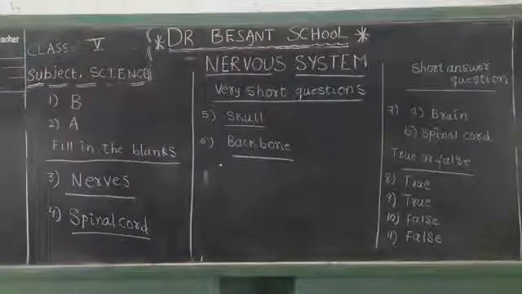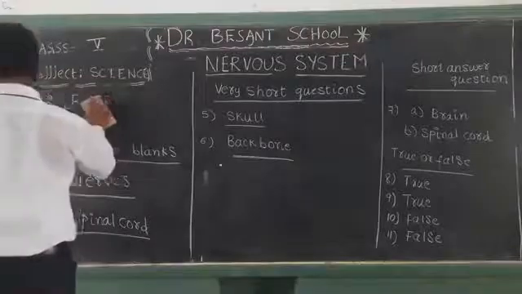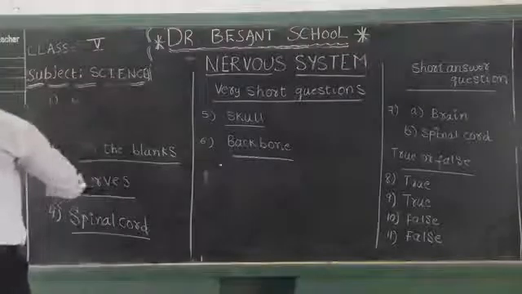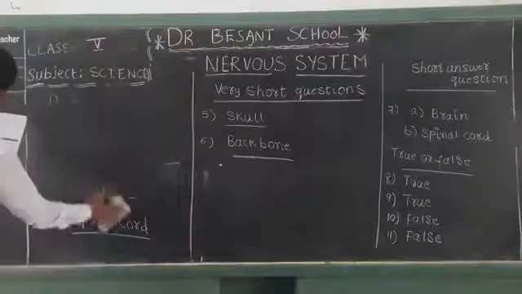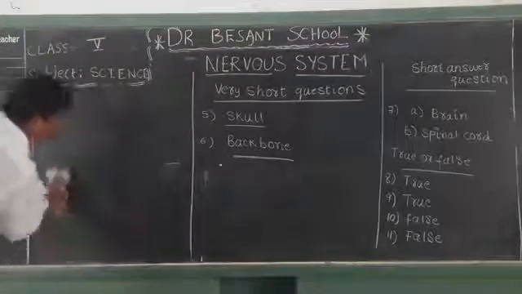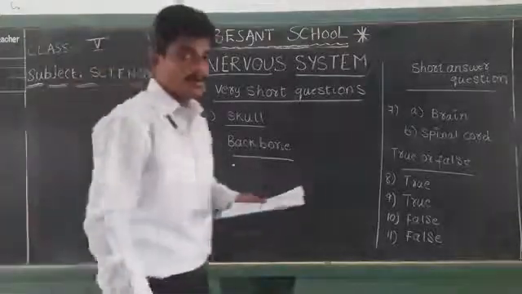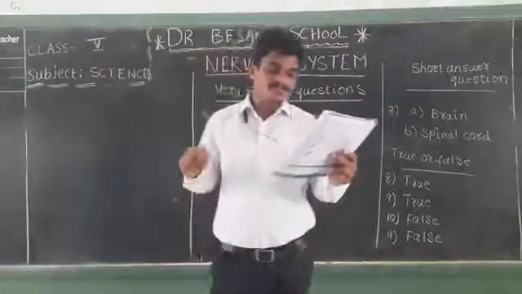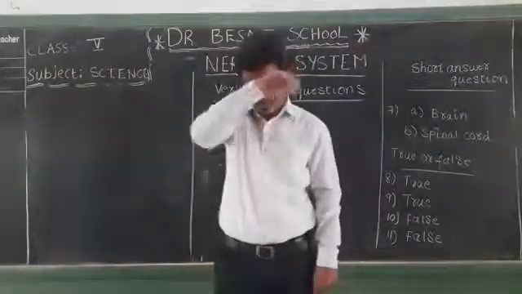Then we will move to short answer questions. Okay, what is the first one? What does the brain need to know to control the body? That is the first short answer. Please note it down. To control the body, the brain needs to know what is happening in different parts of the body and outside of the body.